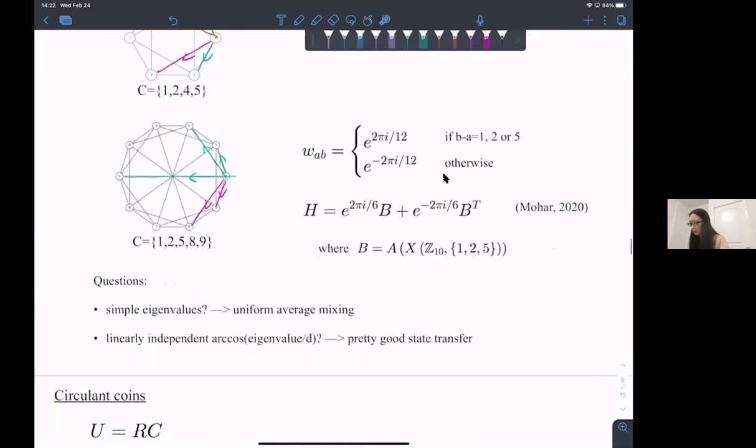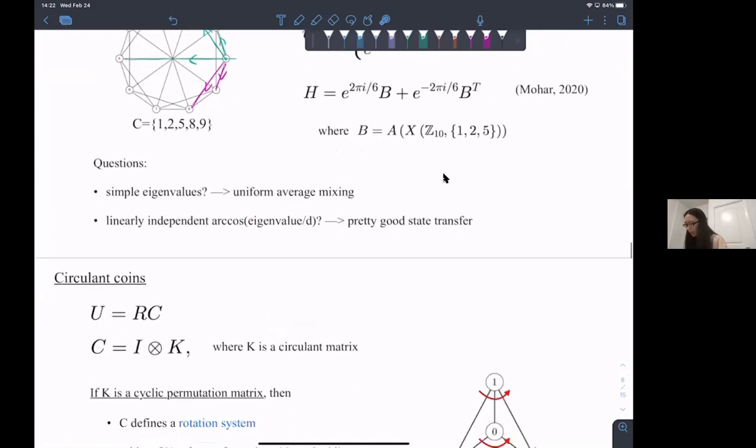Okay, so perhaps a future direction in this area is to see which of these Hermitian matrices will have simple eigenvalues, and that will tell us uniform average mixing. And the other question related to pretty good state transfer is when we compute the eigenvalues of this Hermitian matrix and do this sort of transformation, how linearly dependent are these numbers? If we understand this, then we understand pretty good state transfer with respect to this weighted coin.